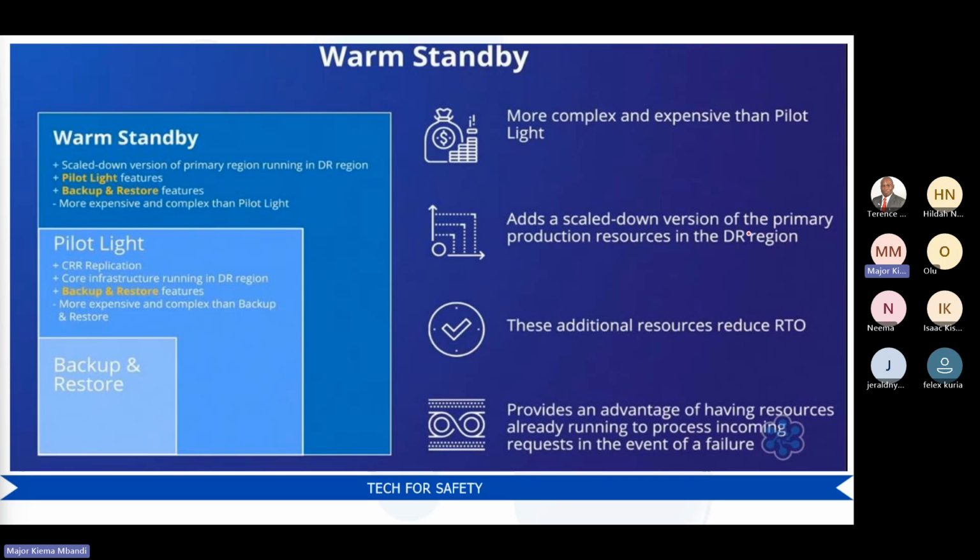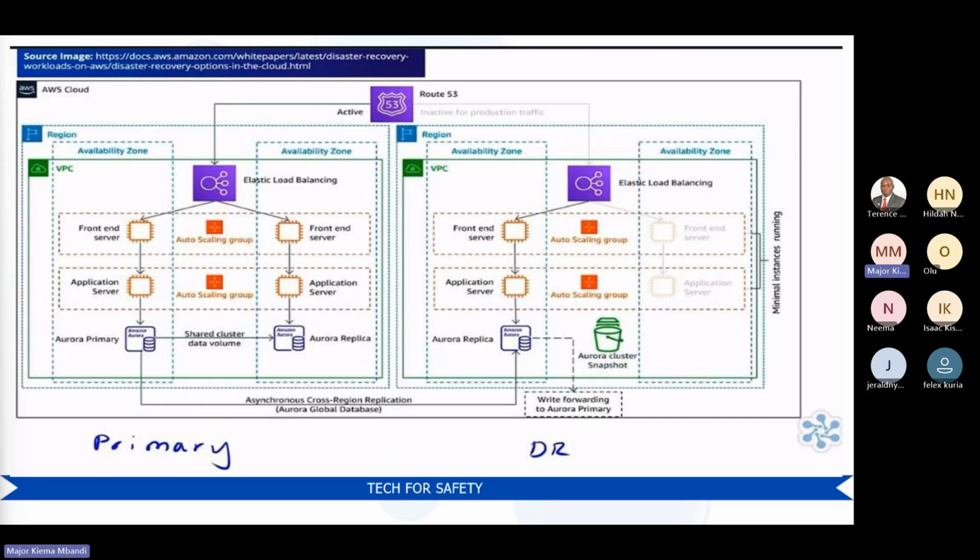Add a scaled down version of the primary production resources in the DR region. These additional resources reduce RTO, providing the advantage of having resources already running to process incoming requests in the event of a disaster. Remember the pilot light that we were handling, whereby you have only a portion of your deployment running. But with this one, you have a copy of all your resources running, but in a scaled version, which means in case of anything, you can just start with traffic and then scale out as traffic increases. So of course, it will require increased cost.